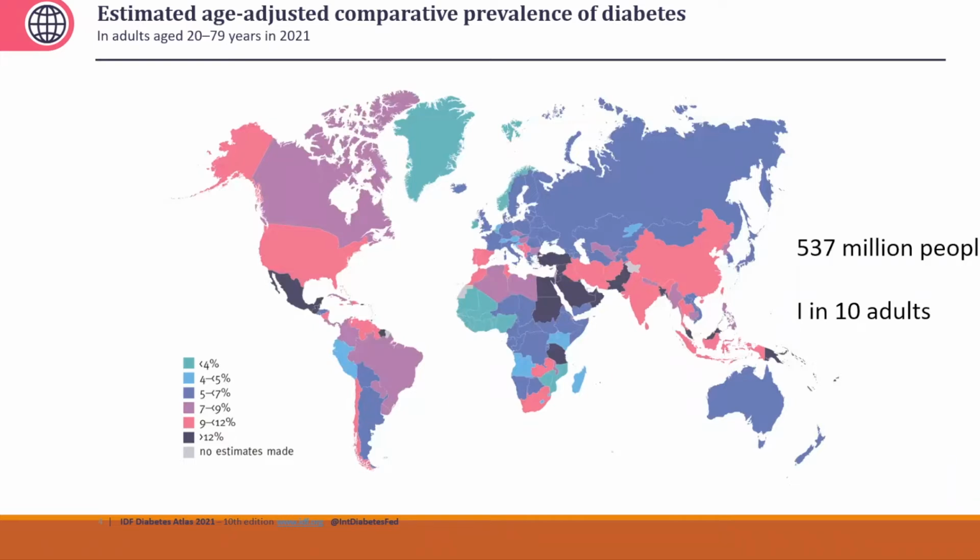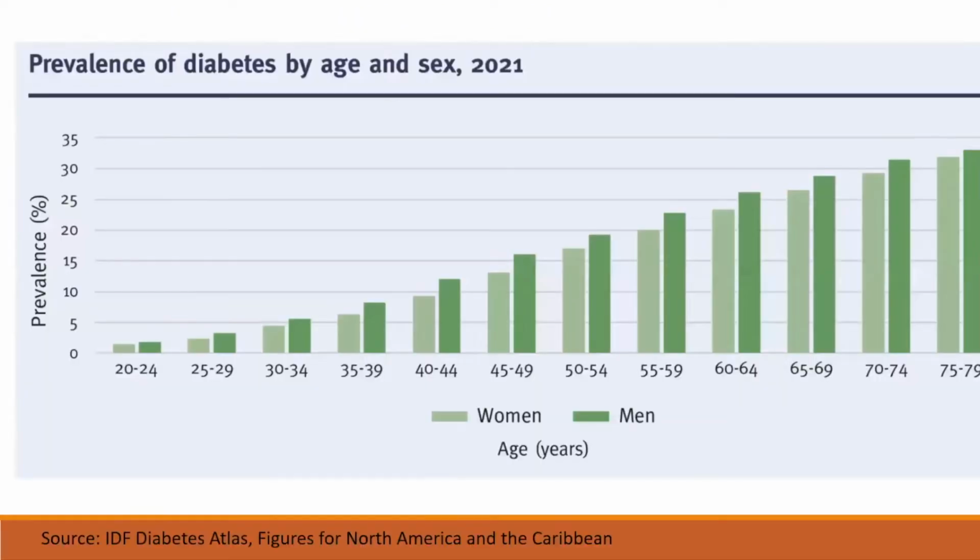And the other point worth making is that the condition gets commoner, particularly type 2 diabetes, when we come to the differences between type 1 and type 2, in older age. So these are also figures, again, from the International Diabetes Federation. This is showing the prevalence, the percentage of people with diabetes by age group. And these are the figures for North America and the Caribbean. So all the countries of North America, so Mexico going north, and all the countries of the Caribbean put together.